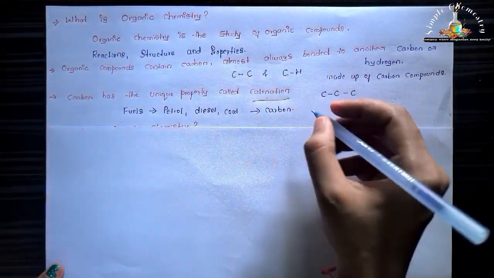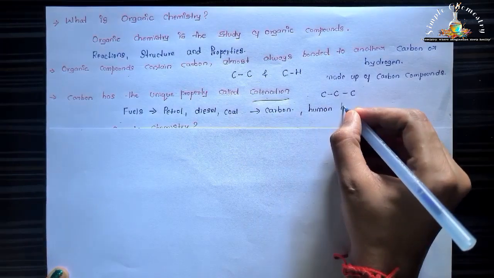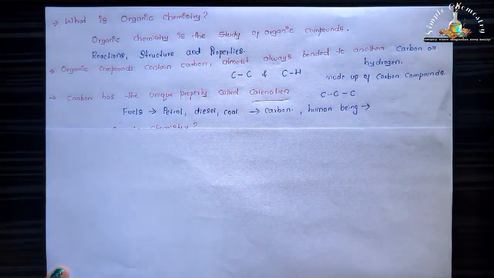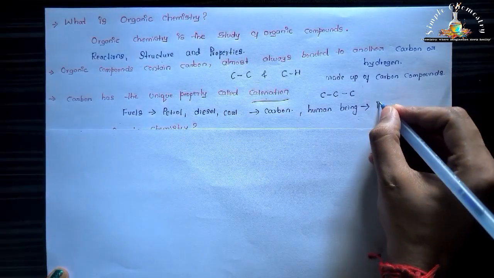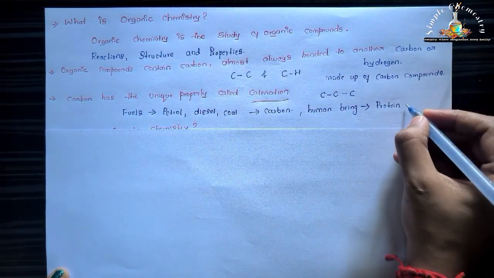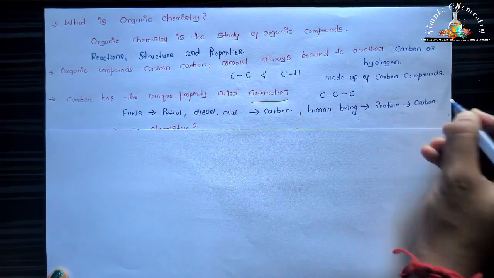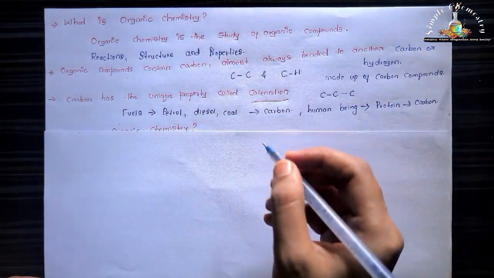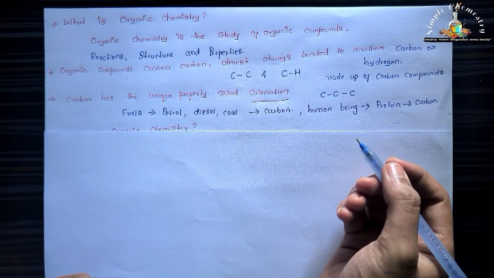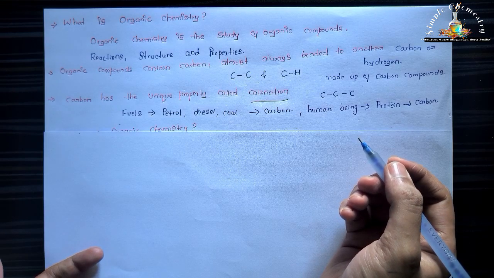And another one, human beings. A human being contains protein, and protein contains carbon. And we are using medicines. The medicines also contain carbon and hydrogen bonds. So these are the applications of organic chemistry.